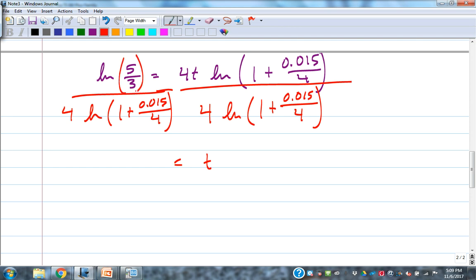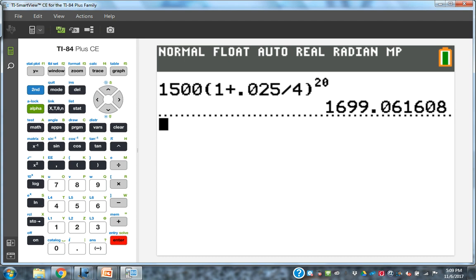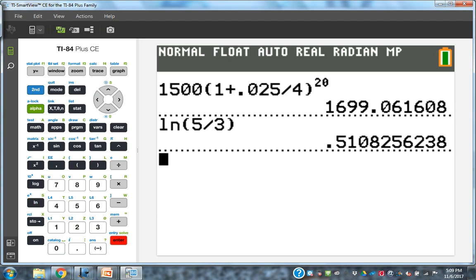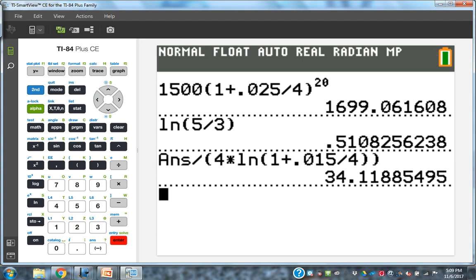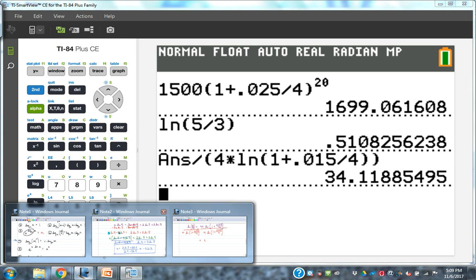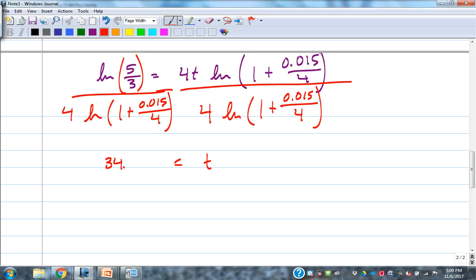And I'm not going to do it by hand, that's for sure. Natural log of 5/3. And I'm going to divide that answer by 4 times the natural log of 1 plus 0.015 divided by 4. Close the parentheses, close the parentheses. 34.12, we'll round up, even though the bank probably won't. 34.12 years.